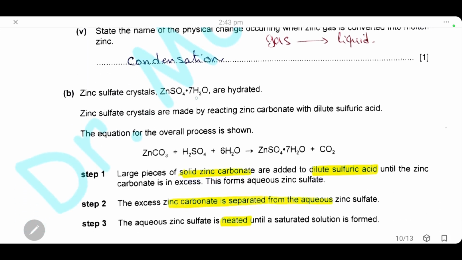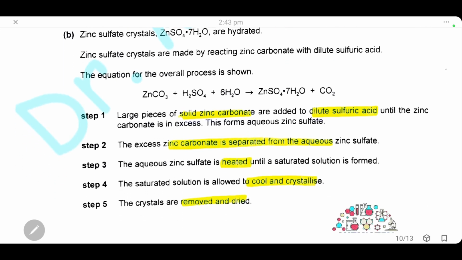Zinc sulfate crystals with 7 H2O are hydrated crystals. The zinc sulfate crystals are made by reacting zinc carbonate with dilute sulfuric acid, and the equation for the reaction, as you can see, zinc carbonate and sulfuric acid will give zinc sulfate hydrated crystals, water and carbon dioxide. We are using large pieces of solid zinc carbonate added to the sulfuric acid. Then we have to make sure that excess zinc carbonate is separated from the aqueous zinc sulfate solution. Zinc sulfate is heated until a saturated solution is formed, and the saturated solution is allowed to cool for the formation of crystals, and then the crystals are removed and dried.